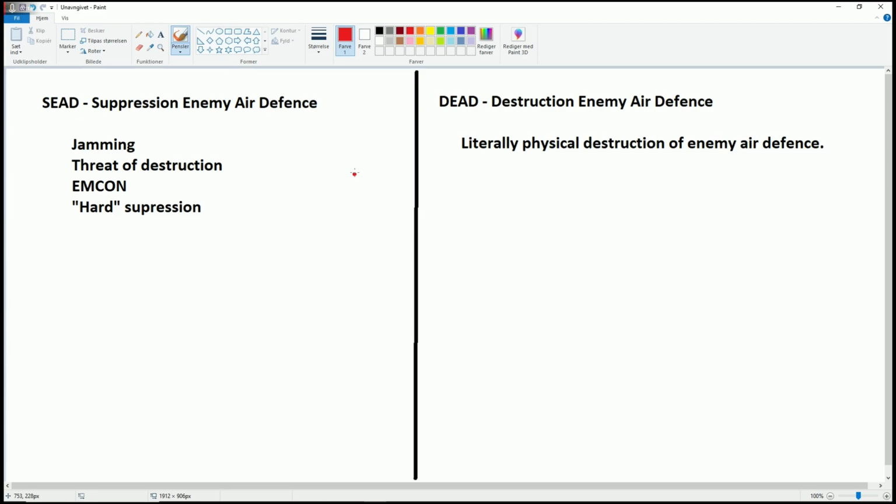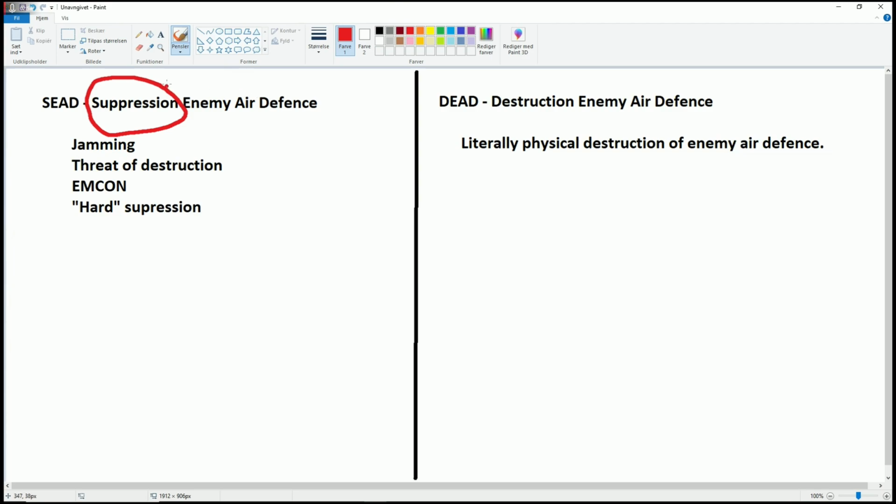SEAD, let's start with that. Suppression of enemy air defense. It is very important to know the word suppression and what it means. If you use the word, you must know what it means. You cannot use a word you do not know the meaning of. Suppression does not mean destruction, does not mean destroy, does not mean damage or anything like that. It means suppression.